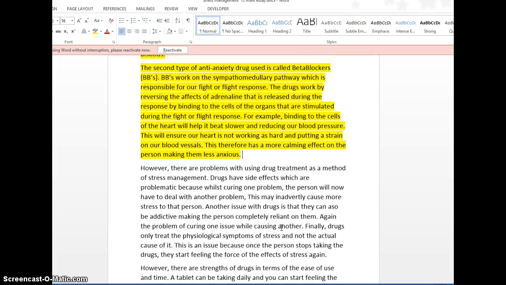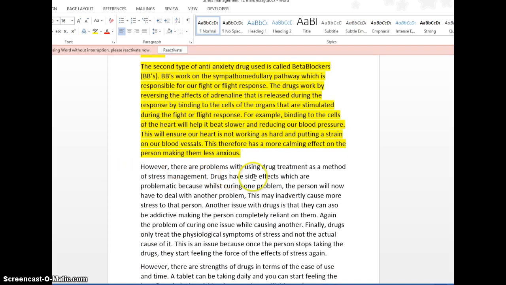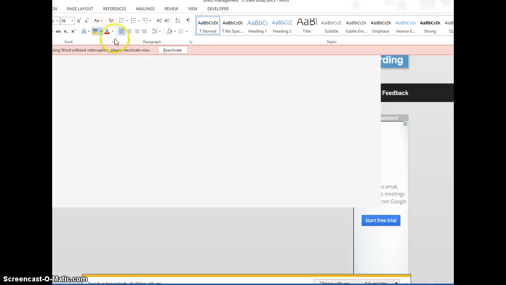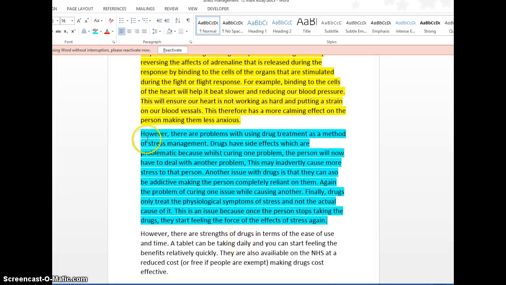And then I go into evaluation, so the problems with using drug treatment. I've explained the problems: side effects, addiction, and not being able to really cure the symptoms, but not the actual cause of it. So all of this here, my limitations, will be my AO2 for drugs. Oh, sorry, what have I done there? Yeah, so this will be my AO2 for drugs in terms of problems.